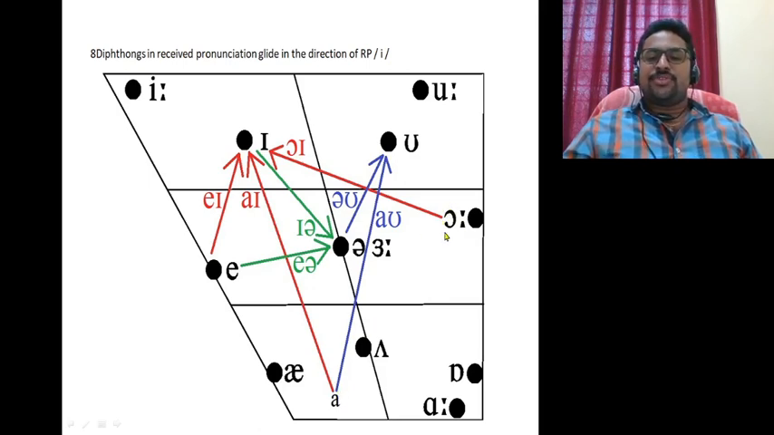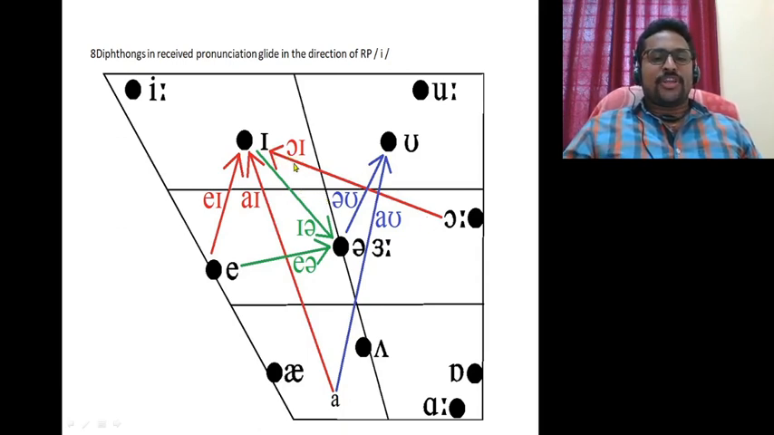And this one, while you are pronouncing this A, we make our lips round. Another diphthong, it is starting at this place and it is gliding towards the received pronunciation short E, and it is becoming OE. In Telugu we call this as a OE.